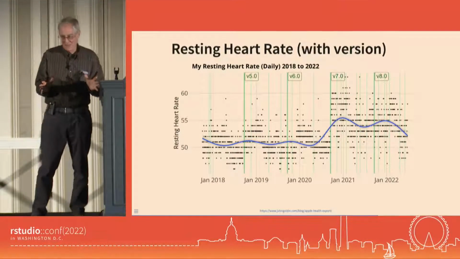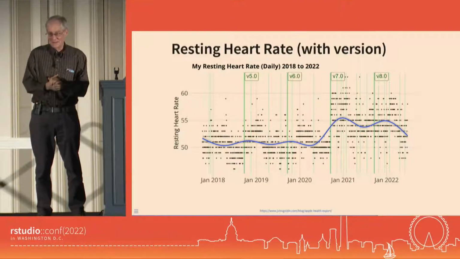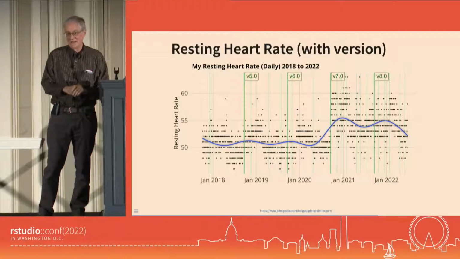You definitely have to watch out for it with the Apple Health Export. Sometimes there are clues to things like this, but sometimes there are not. Sometimes it's a black box, and you've got to figure this out on your own.